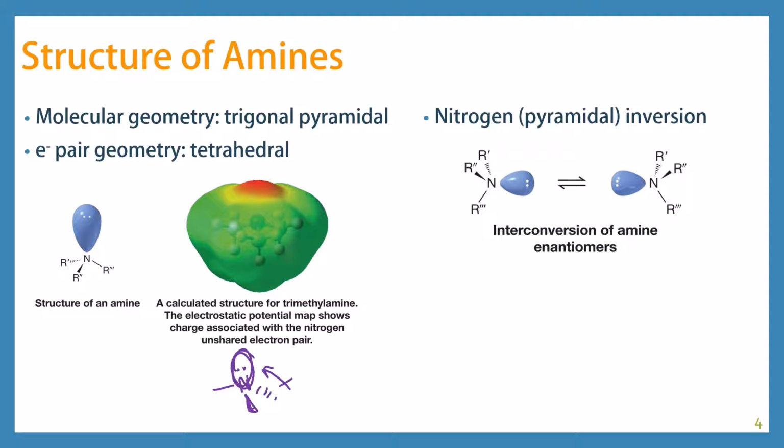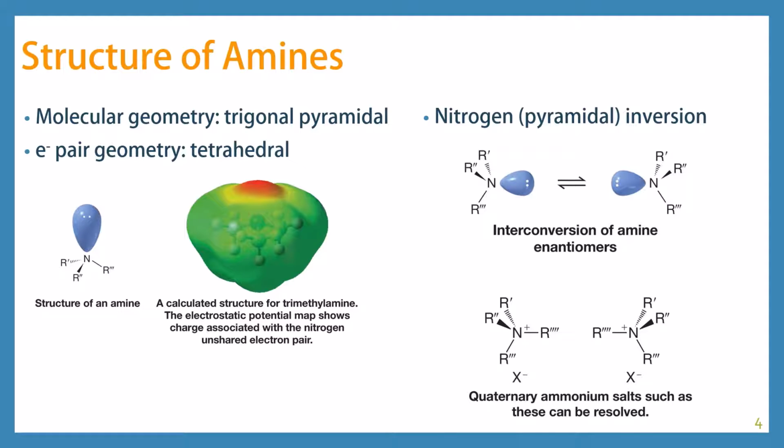Also because of this tetrahedral shape, if you were to have different carbon groups on nitrogen, so R prime, R double prime, R triple prime, technically there are two different enantiomers of these compounds that can be interconverted through a pyramidal inversion. But realistically, this is happening so fast that you're never going to resolve one enantiomer versus the other. So they're considered to essentially be the same molecule.